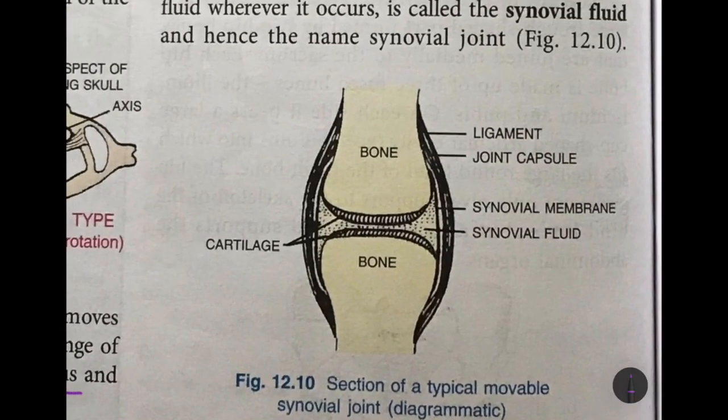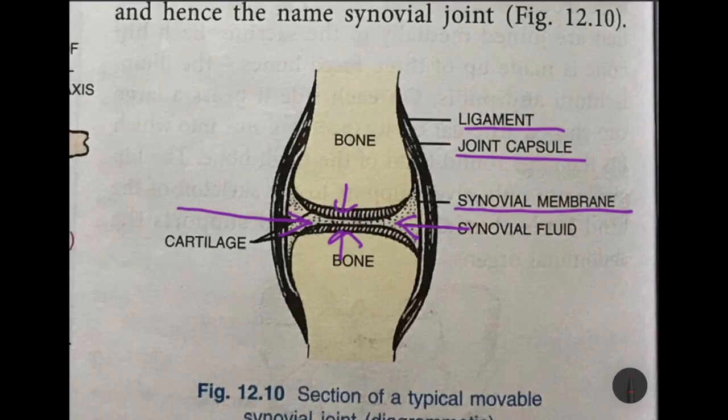There you can see, this is the knee joint, the ligament is there, there is a joint capsule and synovial membrane. Inside the synovial membrane you have the synovial fluid, and then on top and bottom you have the cartilage. So there is maximum movement and it also reduces friction. So with this we come to the end of the skeleton chapter.